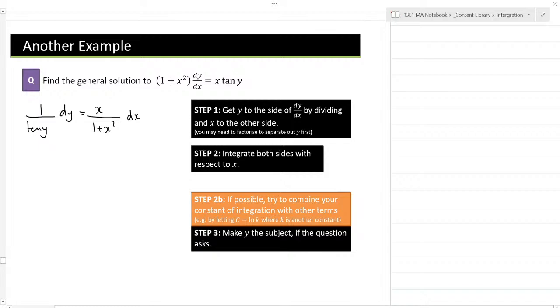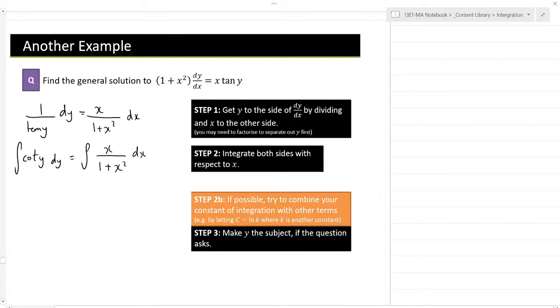What are people thinking with that 1 over tan y? What are you thinking moving ahead? It's going to be cot, yeah. So it's probably worth writing this as cot y. Why would I write that as cot y and not 1 over tan y? It's easier to integrate, yeah, good. So I'm going to want the integral of cot y with respect to y is equal to the integral of x over 1 plus x squared with respect to x.